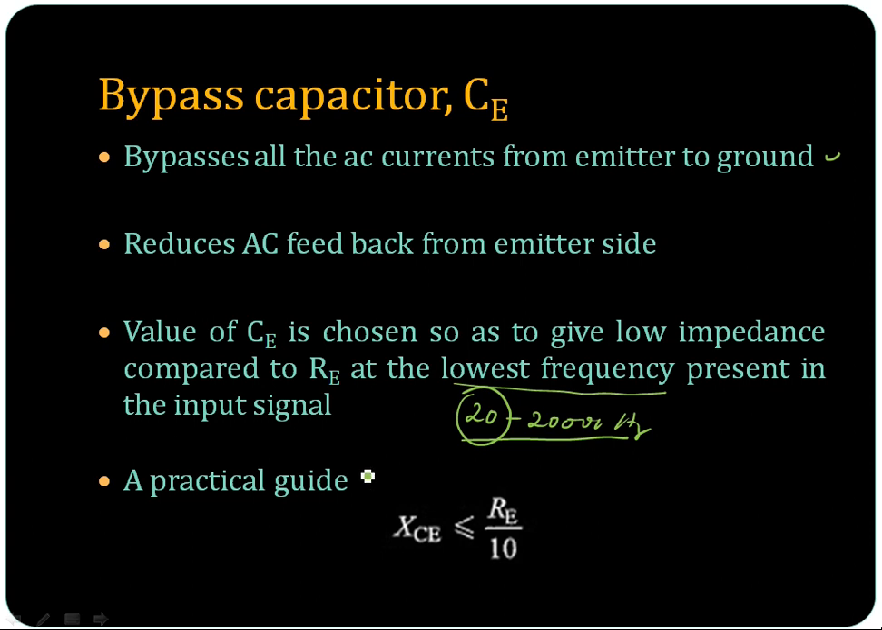To ensure that, there is a practical guide: you can choose the value of XCE. What is XCE? 1 by 2 pi F CE. This value should be less than or equal to RE by 10 at least. So it should be very low compared to RE, to ensure that AC signals are not fed back even at the lowest frequency of the input signal.